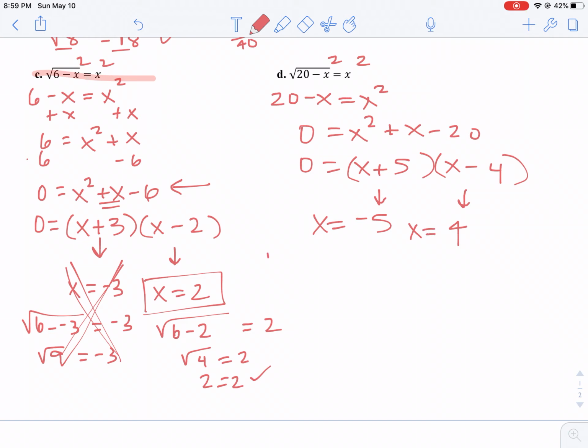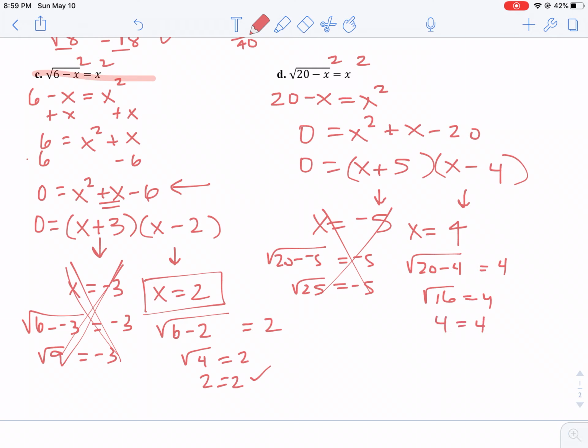When we go and check those answers, again, this gives us our extraneous solution. This is not true. The square root of 25 is not equal to negative 5, it's positive 5. So that's going to be eliminated. And then we want to check 4 just to be sure. This would be square root of 16 equals 4, which is true. So our solution would be x equals 4.